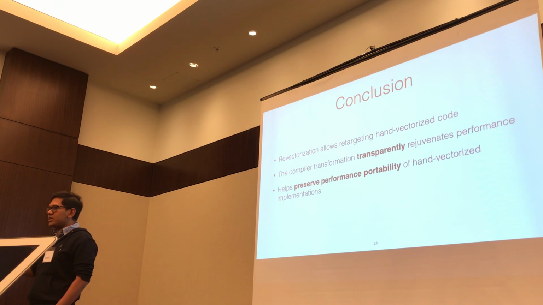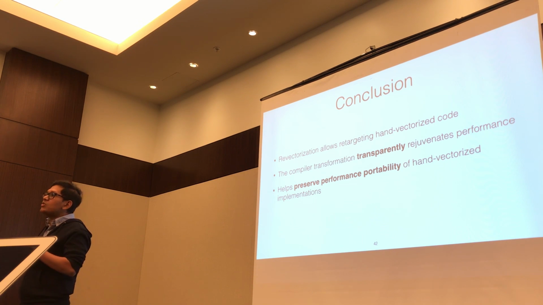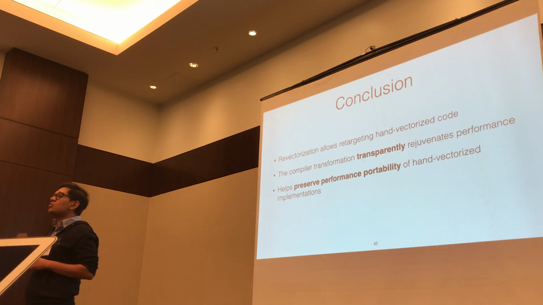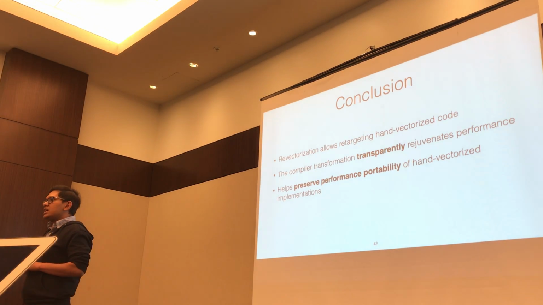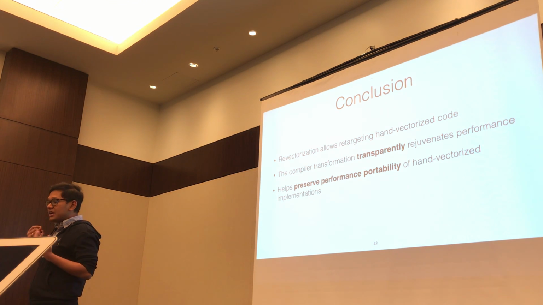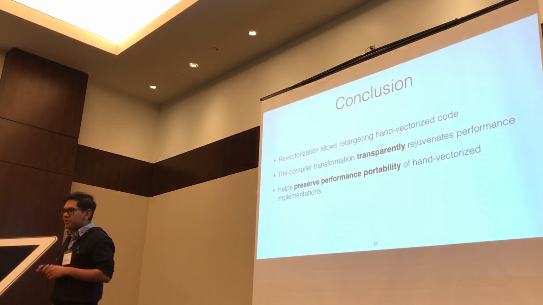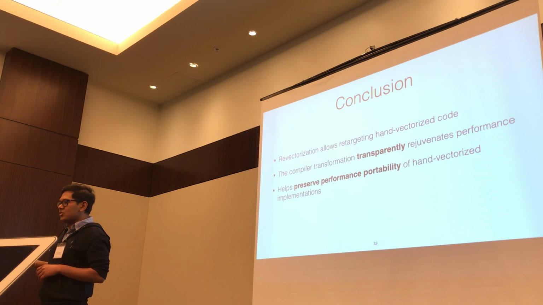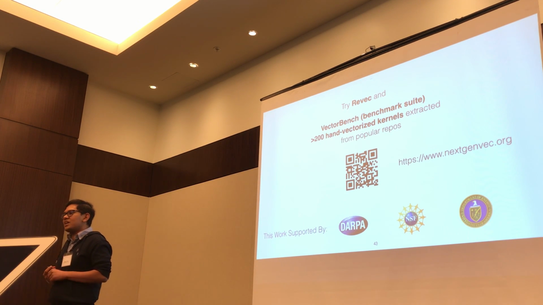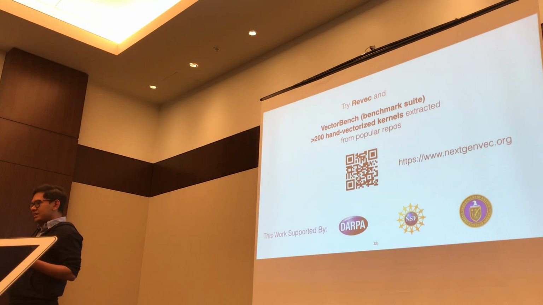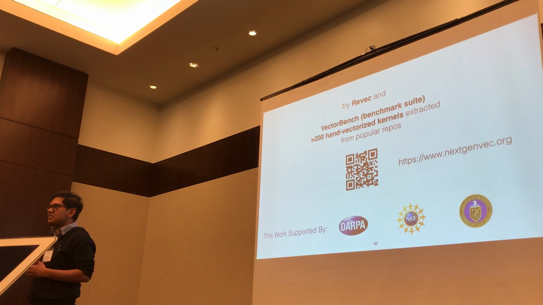So in conclusion, I have shown you a technique where you can retarget hand vectorized code, so you don't need to be stale now. Any speedup that we get is completely transparent, in the sense that you do not have to change any source code, and Revec helps preserve performance portability of hand vectorization. You can try Revec at this repo, and we invite you to try our benchmark suite as well. It's extensive. We have more than 200 kernels there.